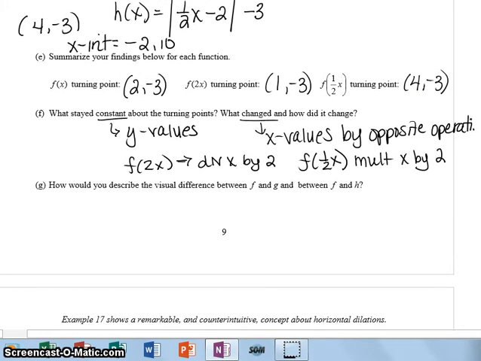Part G, how would you describe the visual difference between F and G and between F and H? Well, we already kind of talked about that. The G one gets narrower, so that's my red graph up top, and the H is my blue, and it gets wider.